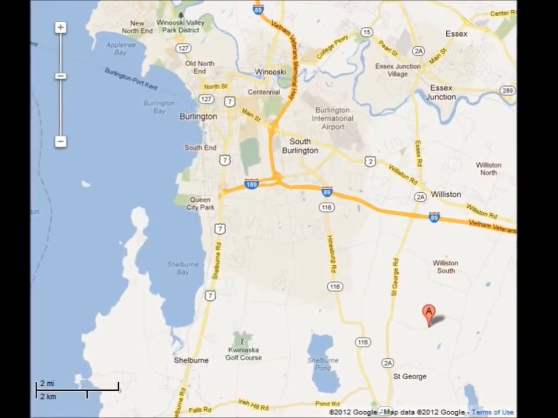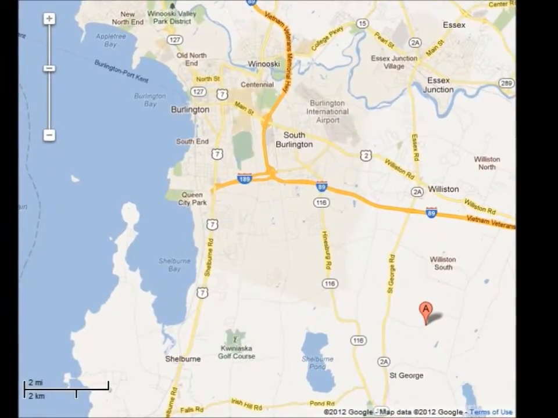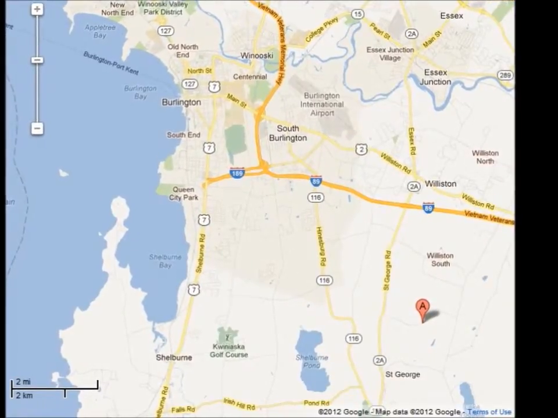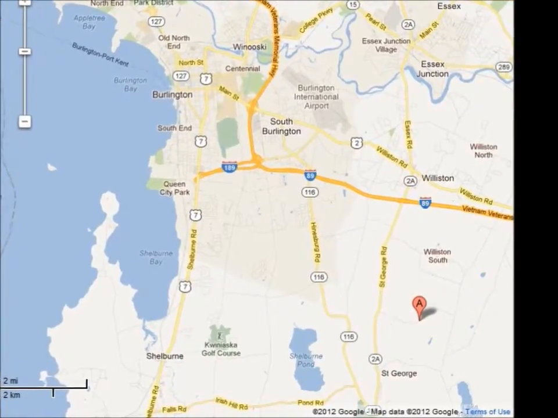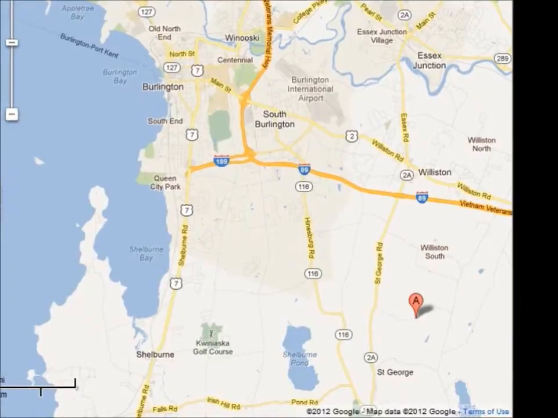Butternut Road, as indicated by the red flag in the lower right corner of your screen, is a gravel road located off Route 2A, about 3 miles south of Interstate 89 in Williston.